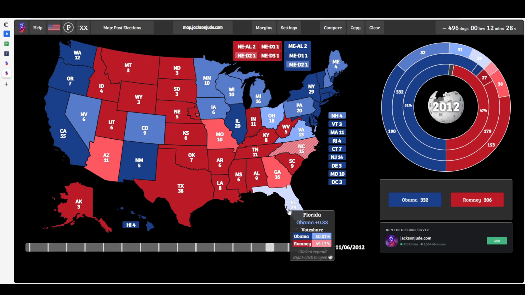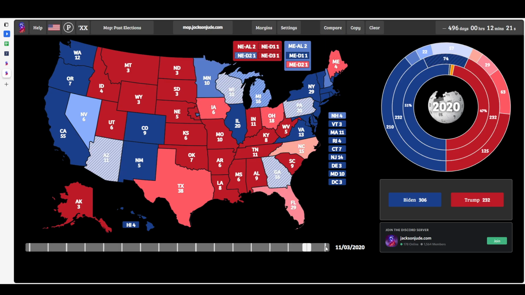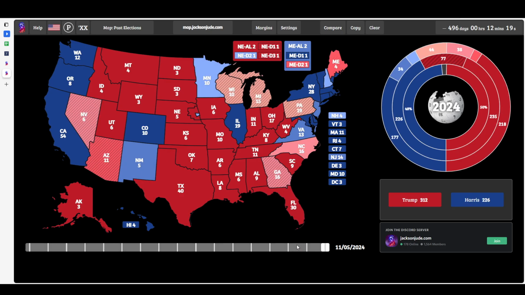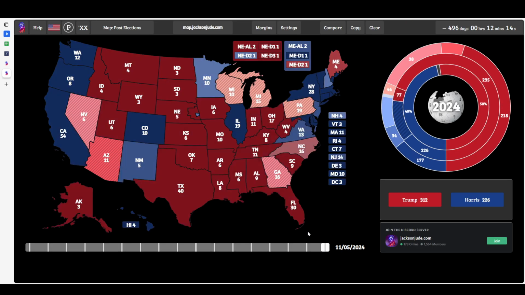2008, Obama flipped it by 3. Narrowly held on to it by 0.9% in 2012. Trump flipped it by 1.2 in 2016. Won it by 3.4 in 2020. 13 in 2024. That is the largest margin for any candidate since 1988.